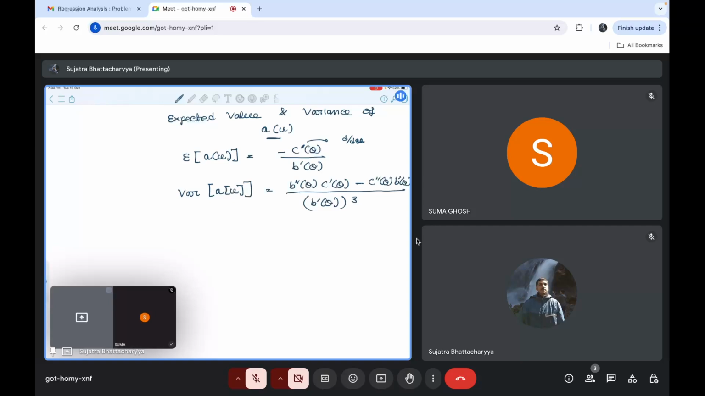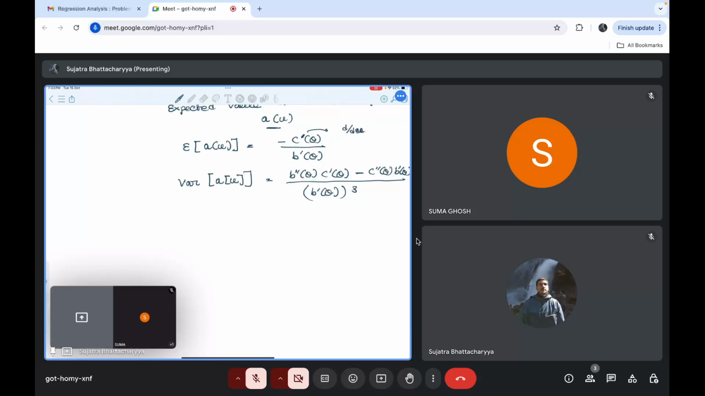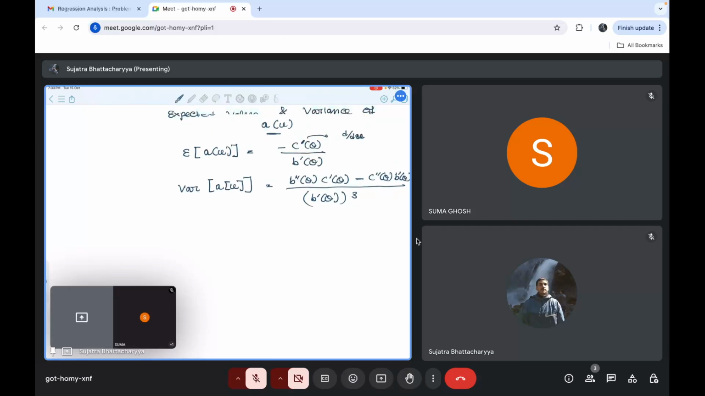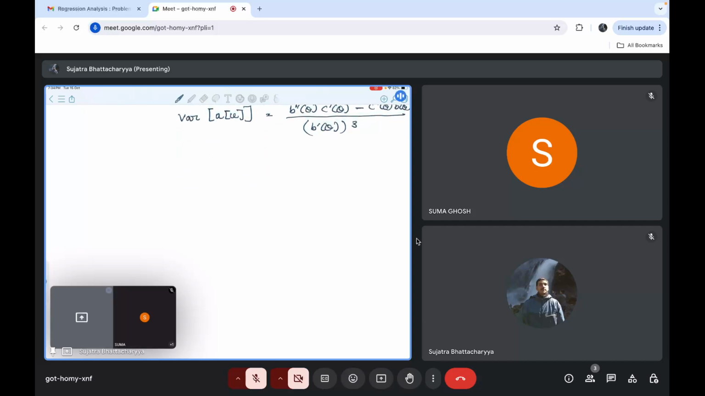Any other things are there or not? Let me see. Okay, so I think this is enough. Let's go for now to fitting of the generalized linear model.